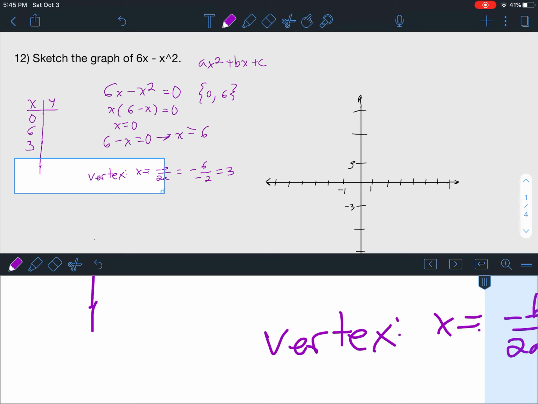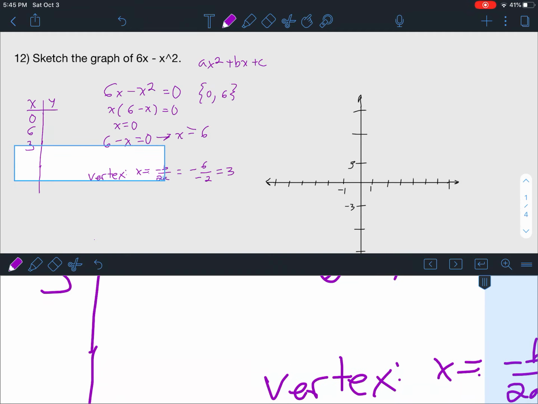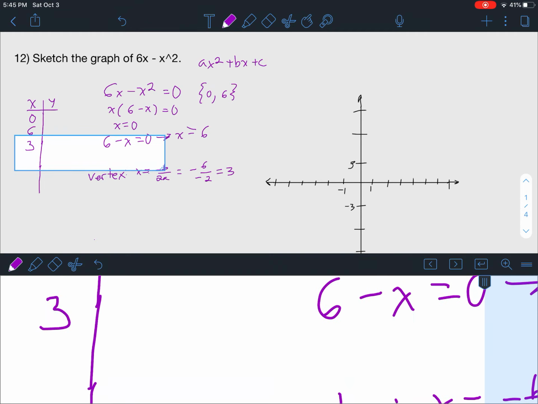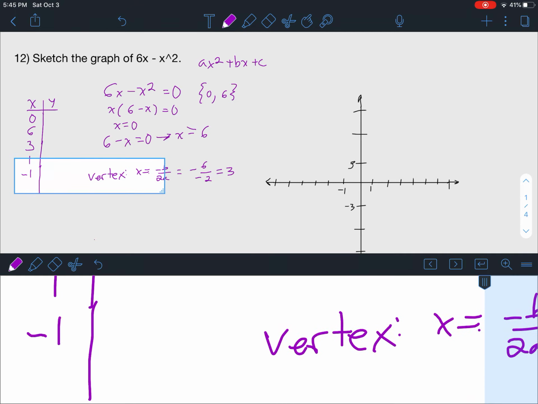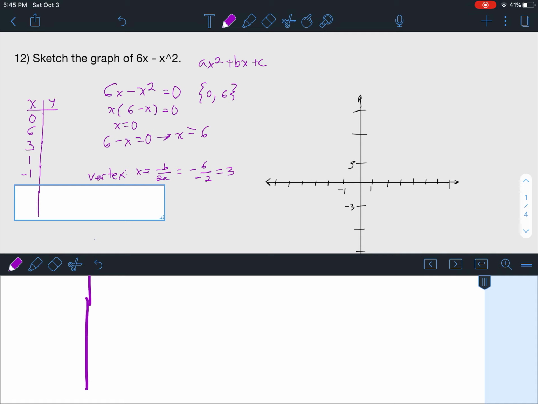And then we just want values between the vertex and each intercept. So you can go with 1 and negative 1, for example, but it doesn't really matter. This is just to make it smooth. And then just like 2 other values, say 7 and 5.